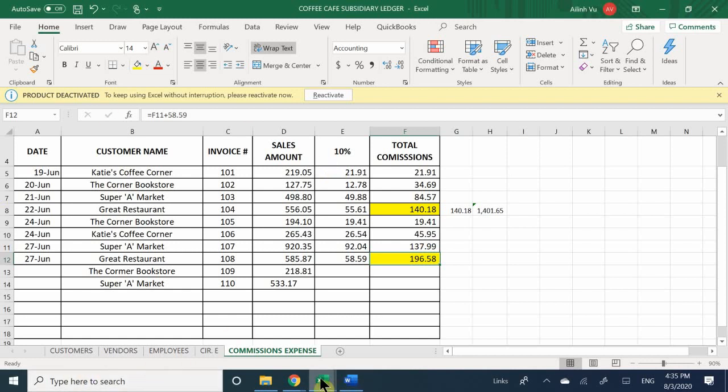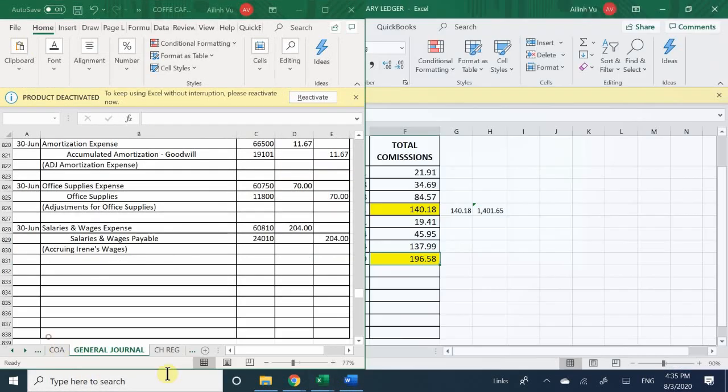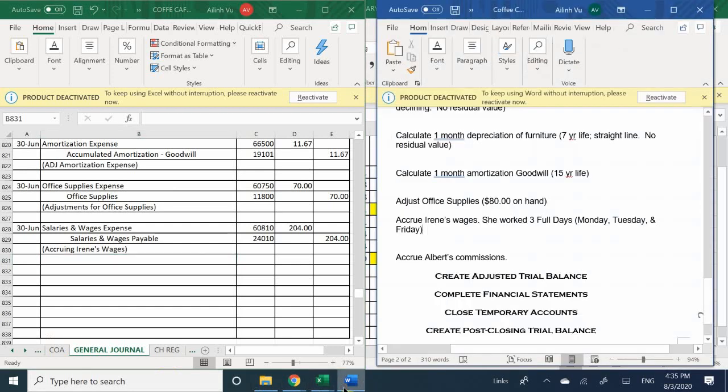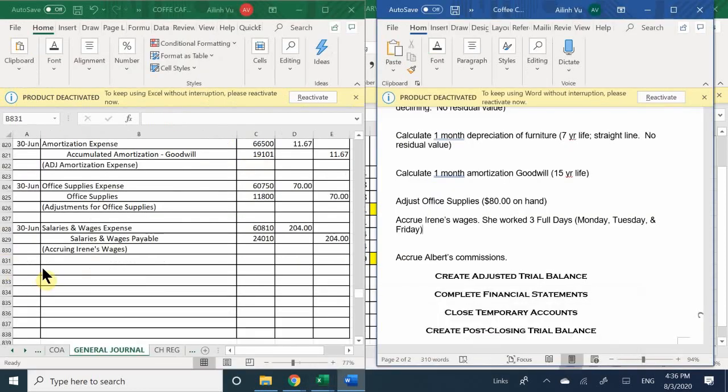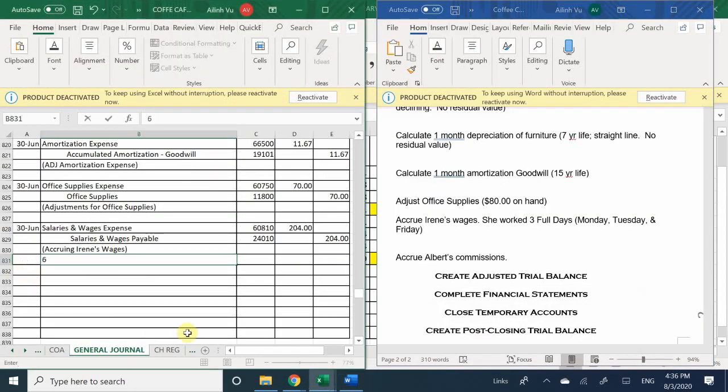196.58. Okay, let me double check what it says for Albert. It just says accrue his commissions. Okay, cool. So 196.58. All right, and put it under salary also. Is he an employee? No, he's commission. Commission.